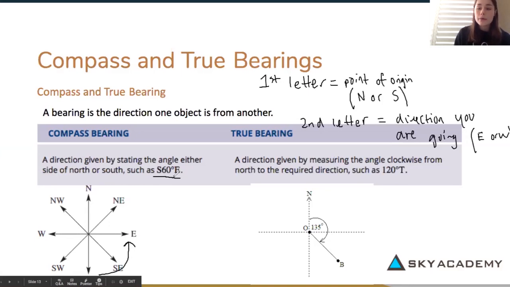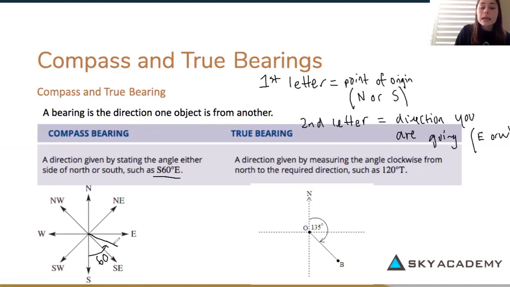The number in the middle is the numerical value of how far you are traveling. So if I was to draw this compass bearing onto my diagram, I know that I'm going from south to east and I'm going 60 degrees. So I would draw it in maybe about here. And I would indicate 60 degrees from south, my point of origin, towards the direction east. So that's what a compass bearing is.